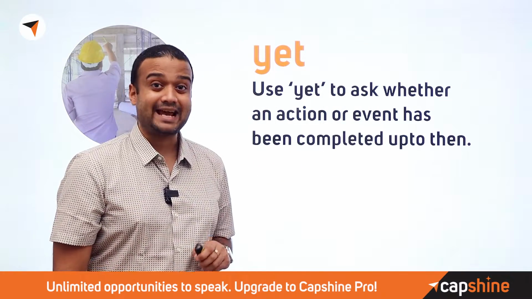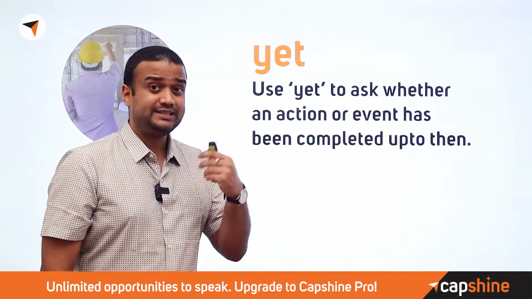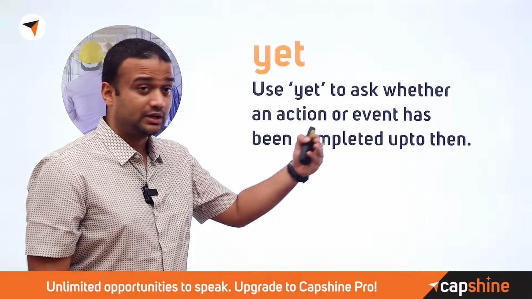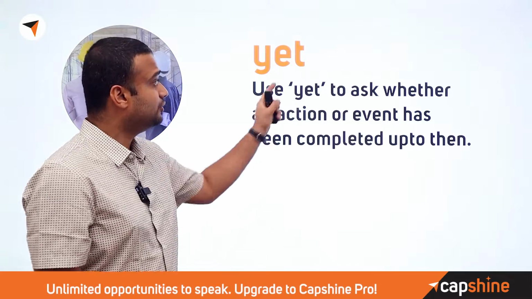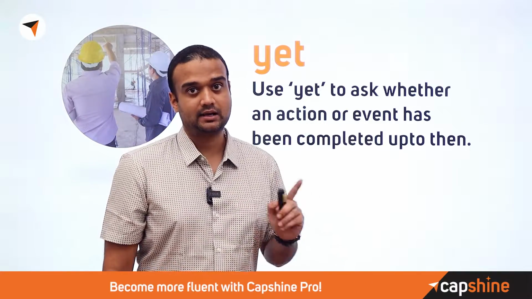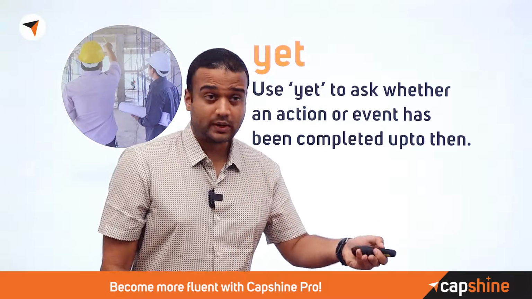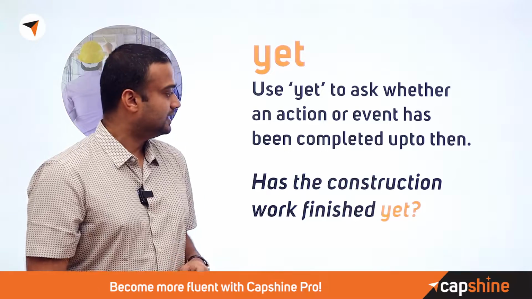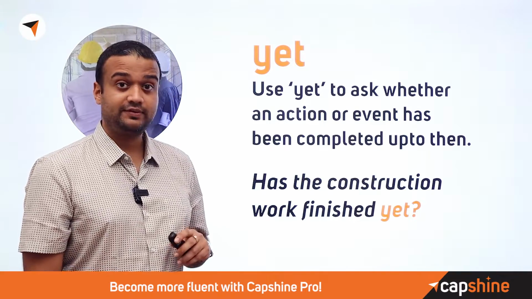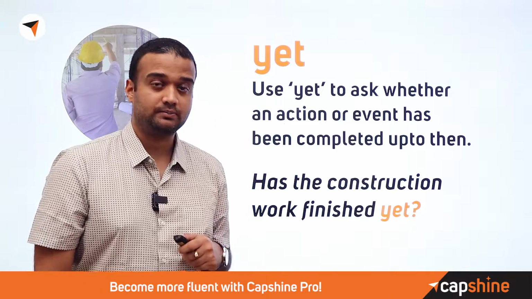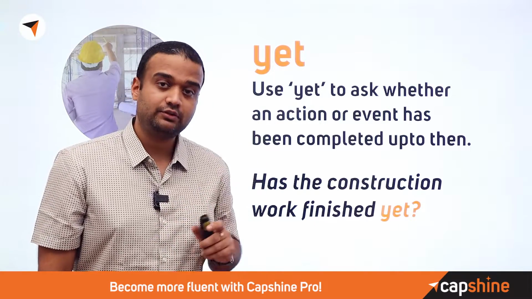Another one is yet. You use yet when you talk about something that is yet to complete or yet to happen. Use yet to ask whether an action or event has been completed up to then. When asked as a question, you use it that way. For example, has the construction work finished yet? So asking whether it's happened or not. You use yet in the question form for this.